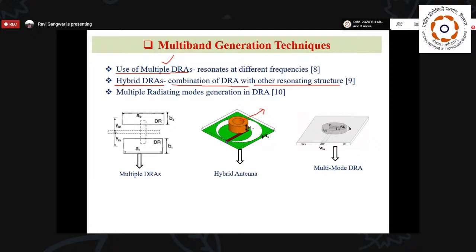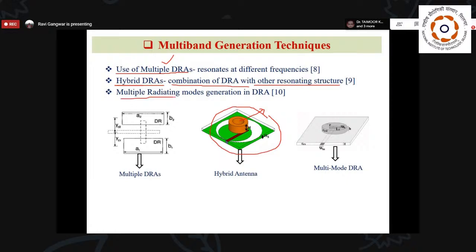Along with that, we have this patch structure inside, which is useful to provide the excitation for your DRA, but that is also going to work as a resonating structure, that works as an antenna element here. So we can say that is the perfect example of a hybrid DRA, where we have more than one resonating structure in one antenna.